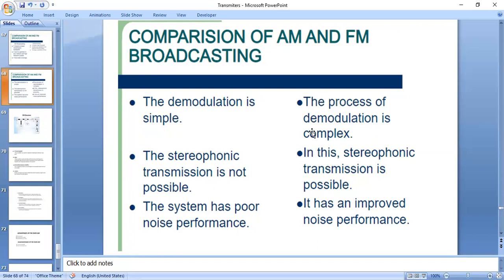We have direct methods and indirect methods. In the indirect method we have the classification: the first one is the Armstrong method, and another one is PLL. So these two are the indirect methods. And in the direct method of generation, what are the methods? Cross by direct FM transmitter. Here we use the automatic frequency controller, and we have variable reactance type, varactor diode, and VCO. So by using a VCO also you can get the FM signal. Okay, so these are the methods to generate the FM: direct methods and indirect methods.